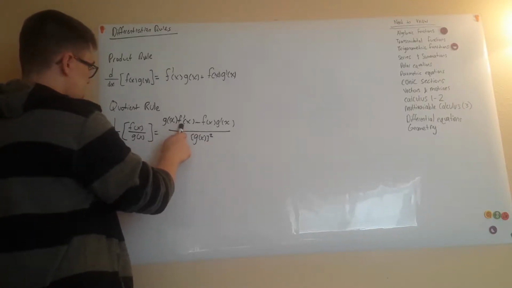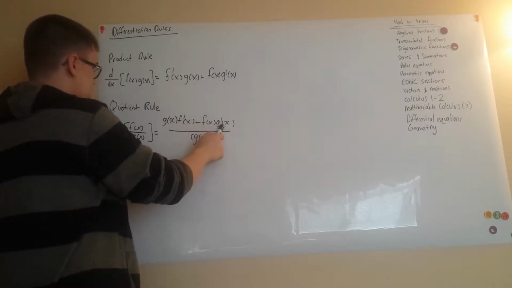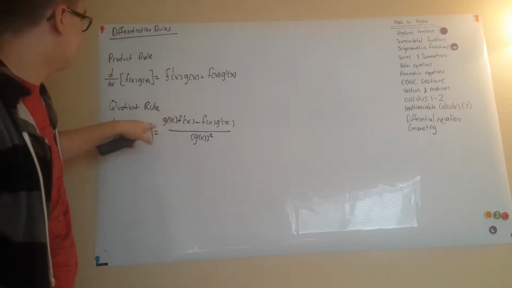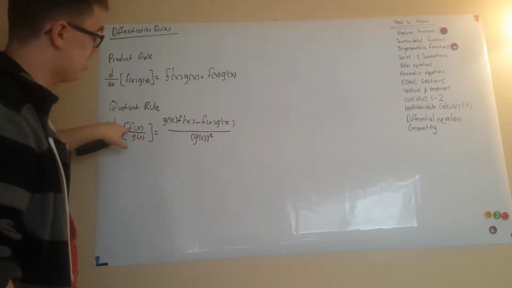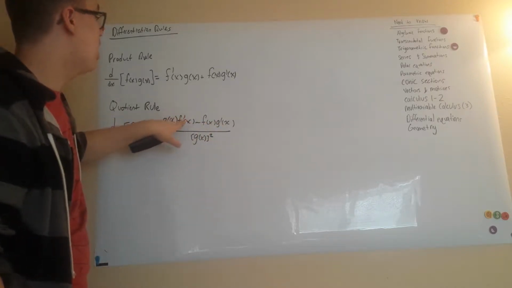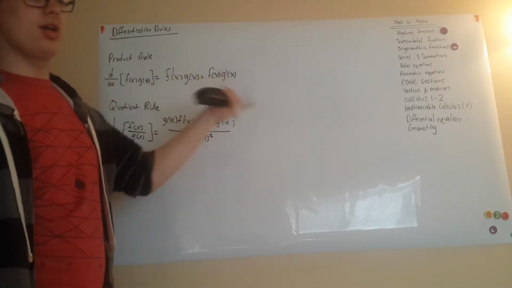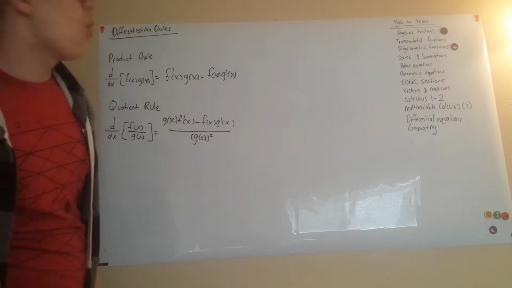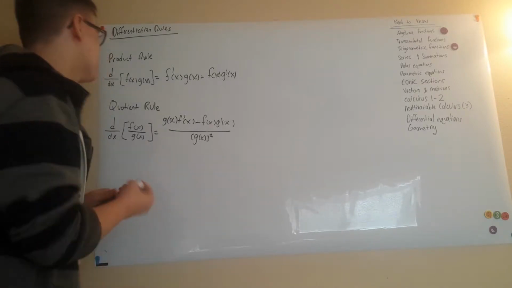Low d high minus high d low. Low times the derivative of the top minus high times the derivative of the bottom. Low d high minus high d low, square the bottom and away you go. And that's the song. So that's quotient rule.